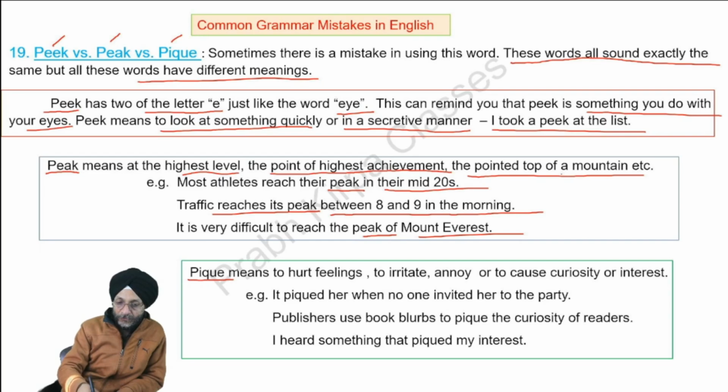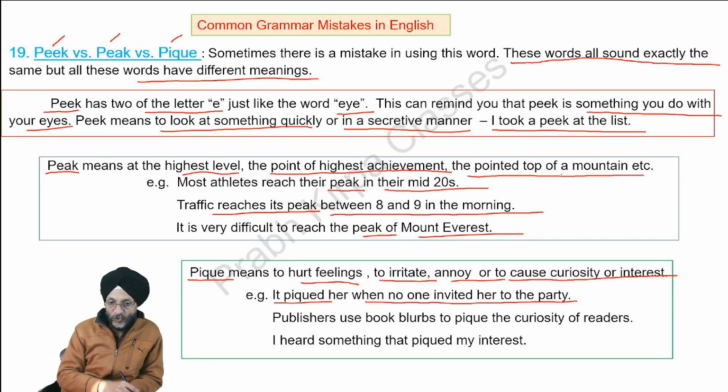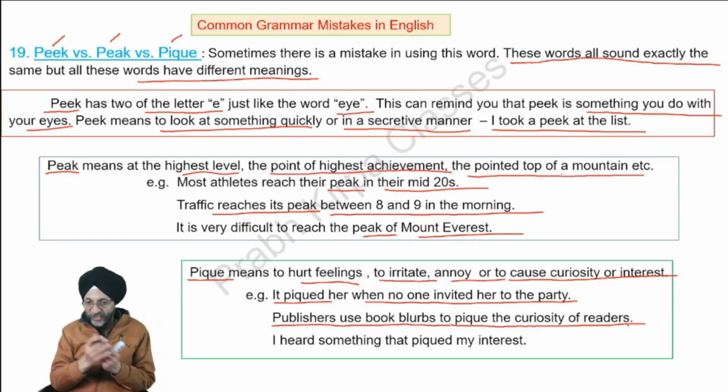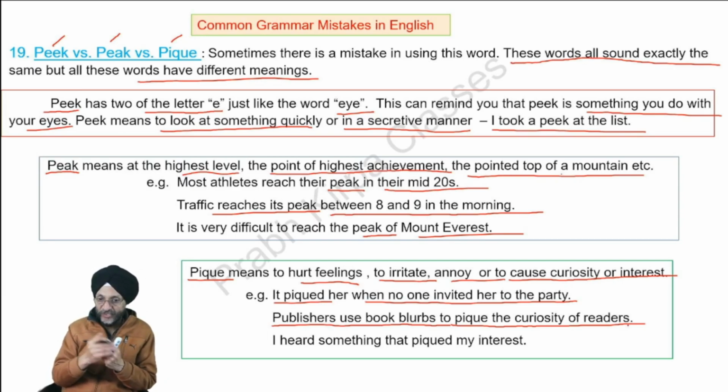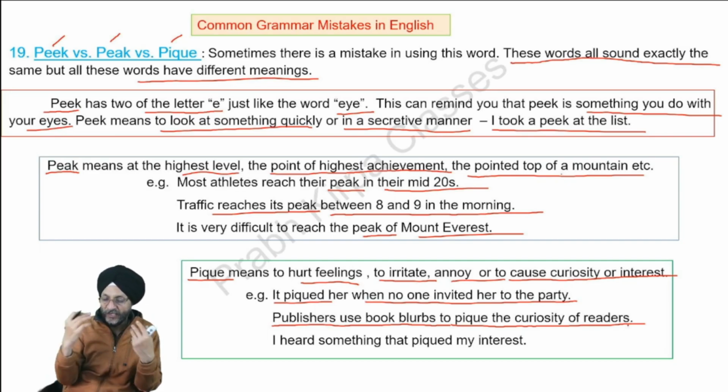Next, this pique means to hurt the feelings, to irritate, annoy, or to cause curiosity or interest. It piqued her when no one invited her to the party. That is, it hurt her feelings or irritated her. Publishers use book blurbs to pique the curiosity of readers. That is, to create the interest of the readers, they use book blurbs. That is some short story about what the book is about.